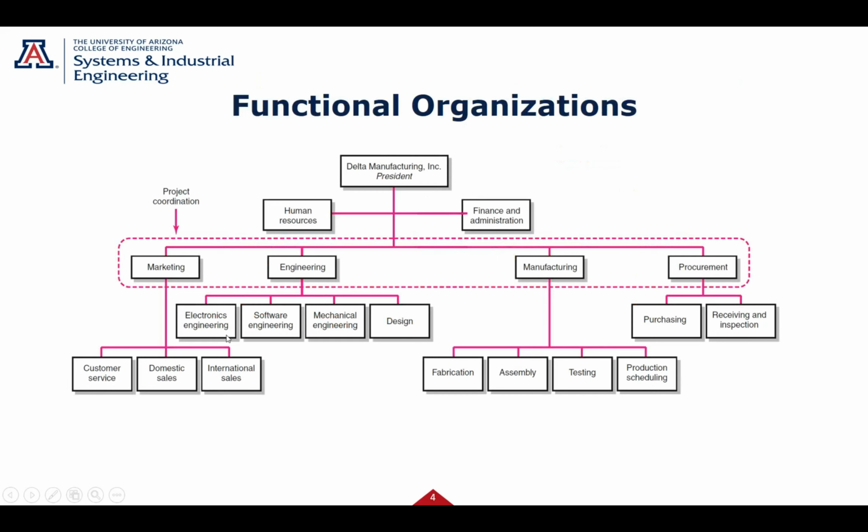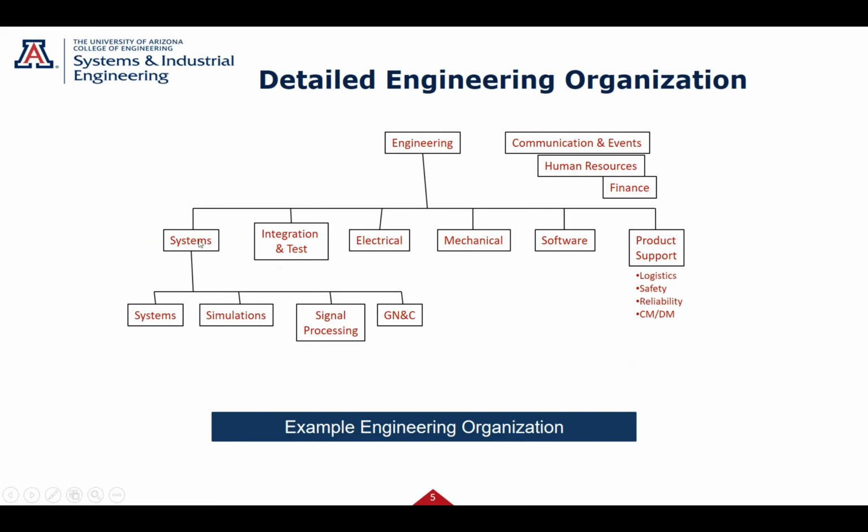In my particular area, this picture had engineering broken up into electronics, software, mechanical, and design. That's one way of doing it. When I had engineering, I broke it up into these six. I had systems engineering, integration and test. If you remember the systems V, that's the upper left-hand corner of the V, and the upper right-hand corner of the V for integration and test. We had electrical, mechanical, software, and product support. This covered my logistics, reliability, safety, and so forth.